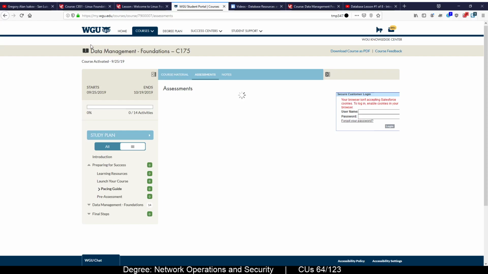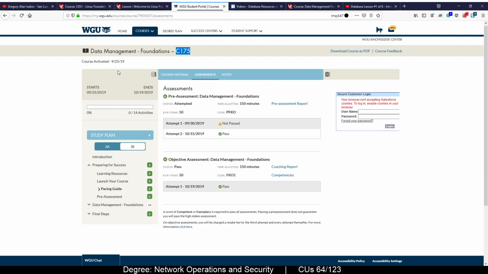Hey guys, I'm going to show you how I passed C175 Data Management and Foundations at WGU. You can see here that on 9/30 I did fail my pre-A, which was only 5 days after the starting date, and then I did pass my PA on the 15th of October and the 19th of October for my objective.